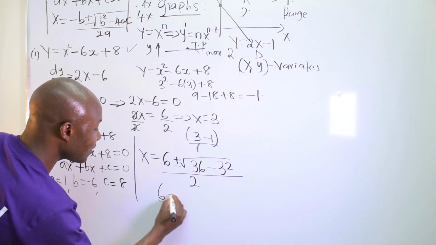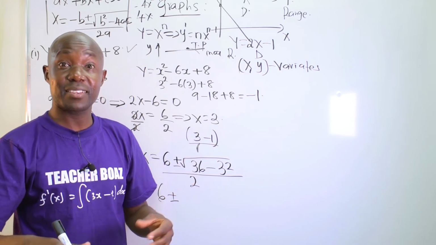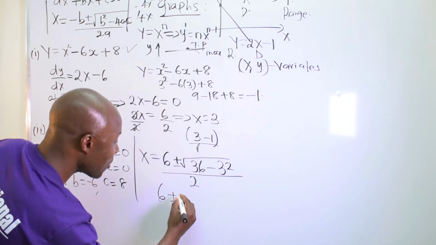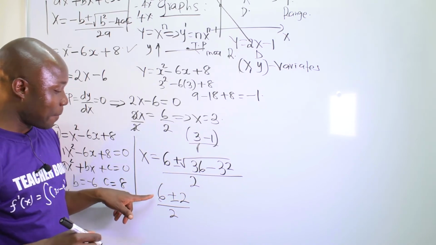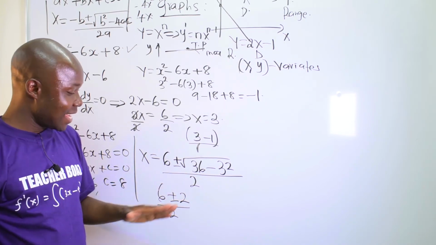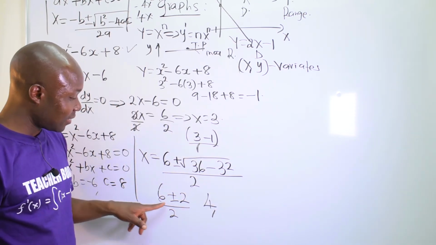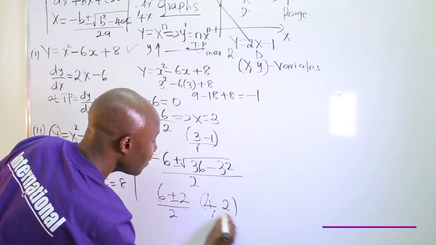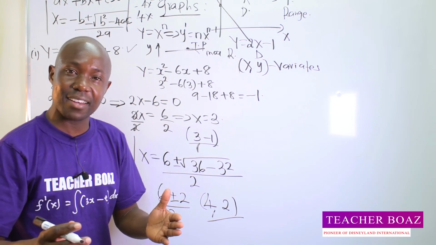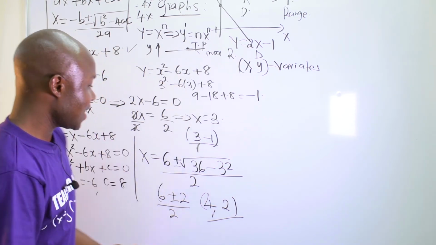Then we get 6 plus or minus the square root of 36 minus 32, which is 4. The square root of 4 is 2. So you put 2, divide everything by 2. If you start with the plus, 6 plus 2 is 8, and 8 divided by 2 we get 4. Then 6 minus 2 is 4, and 4 divided by 2 is 2. So we have two values of x, which in a quadratic equation we call the roots.